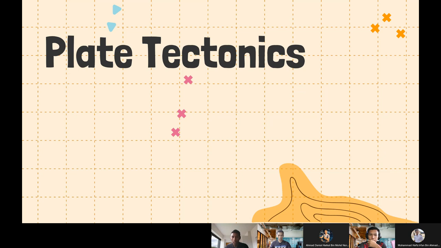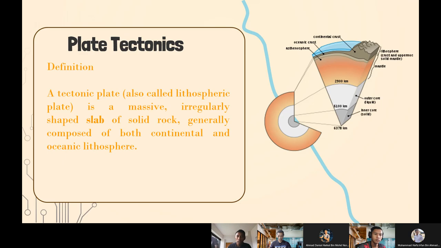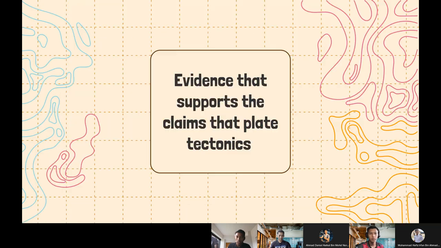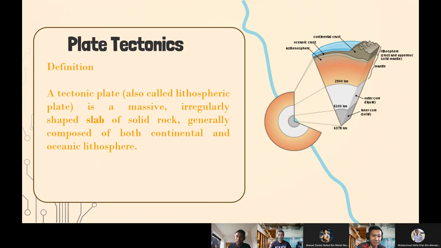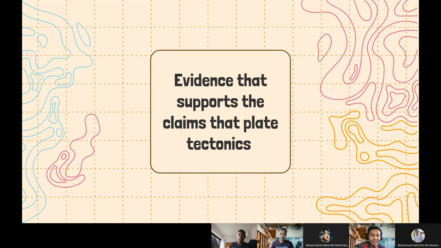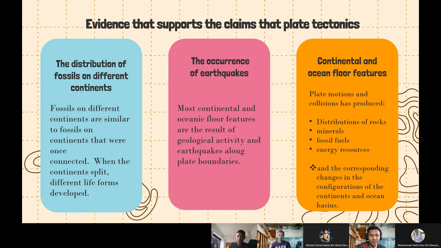A tectonic plate, also called a lithospheric plate, is a massive, irregularly shaped slab of solid rock, generally composed of both continental and ocean lithosphere. The variation in plate thickness is nature's way of partly compensating for the imbalance in the weight and density of the two types of crust.